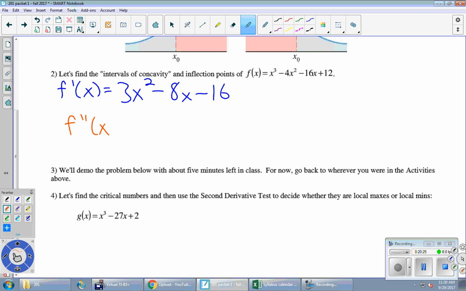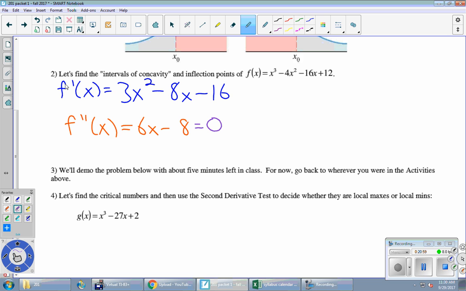F double prime of x. Somebody else? And sometimes that's a positive number, and sometimes it's a negative number, and the place where it changes is where it is equal to 0. And so we set this thing equal to 0. We've been setting things equal to 0 for a few weeks now. This is the first time we were doing the second derivative equal to 0, and there's only one thing that we are after, and that is to find where the original function changes concavity.